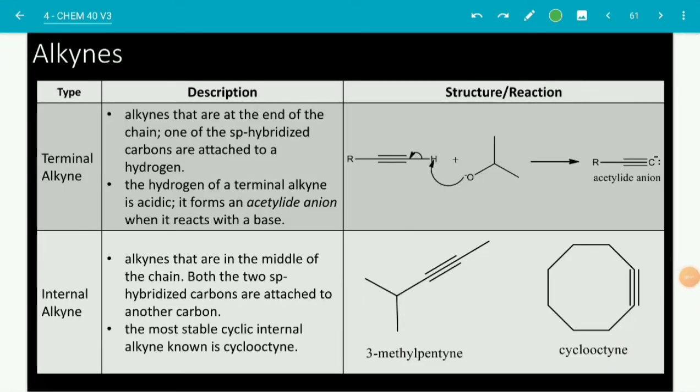So, alkynes can be classified depende dun sa position ng ating triple bond with respect to the parent chain. So, kapag yung triple bond ay nasa dulo na ng chain, ang tawag doon ay terminal alkyne. Otherwise, kung nandun siya sa mga gitna, basta wala siya sa dulo, ang tawag doon ay internal alkyne. Okay? So, terminal alkynes are special because sa dulo niya, meron tayong sp hybridized na C. Okay? sp hybridized yan. Tapos may nakakabit sa kanyang hydrogen. And that hydrogen is acidic.